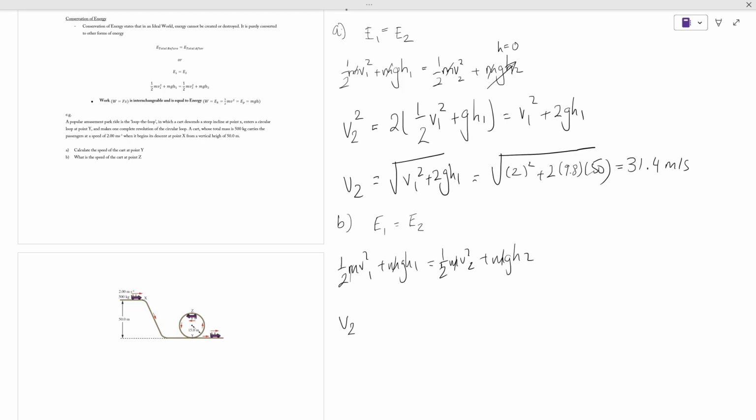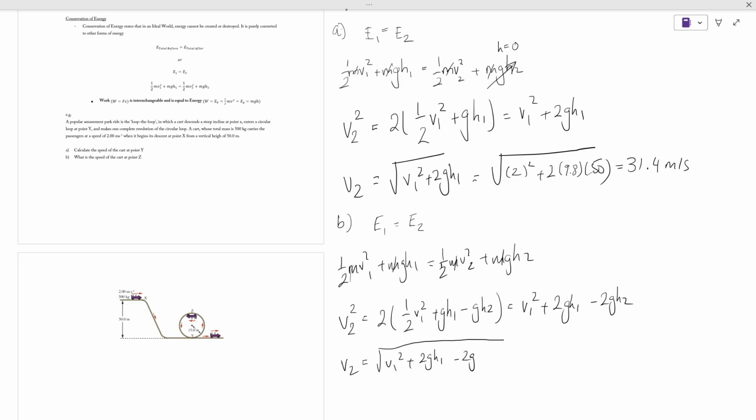So you've got v2 squared is equal to 2 times half v1 squared plus gh1, take away gh2. All right, and that is equal to v1 squared plus 2gh1 minus 2gh2. And then getting rid of the square, we square root the whole thing. And we get the square root of v1 squared plus 2gh1, take away 2gh2. All right, now just putting in our numbers.